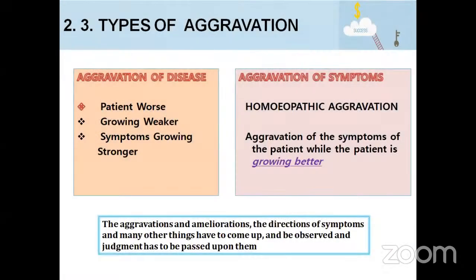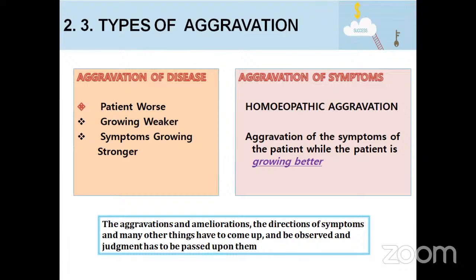He tells us how to differentiate between a disease aggravation and a symptom aggravation. In an aggravation of the disease, the patient will be worse, growing weaker, and the symptoms will be growing much stronger. In a homeopathic aggravation, due to the similar action of the remedy, the aggravation of symptoms will be present, but at the same time the patient will be growing better. Even though the patient has an aggravation of symptoms, the mind and the general states of the patient will be growing better.